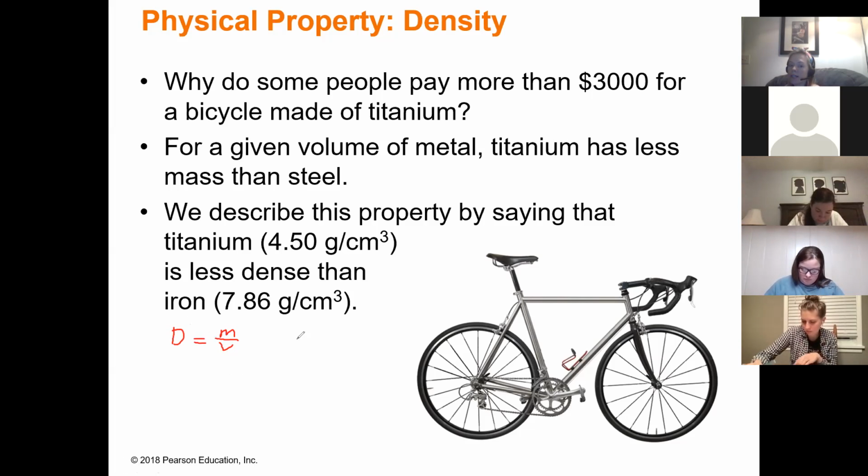Common units we see for density: gram per centimeter cubed, gram per milliliter, pound per yard cubed. There's all sorts of different things. The top one has to be talking about its mass or weight. The bottom one has to be talking about some unit of volume or space.